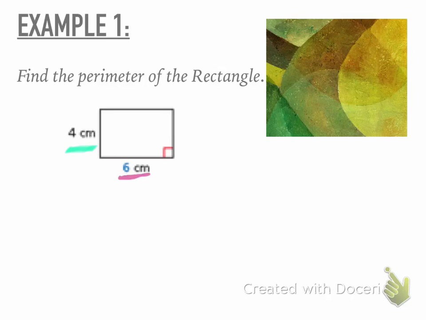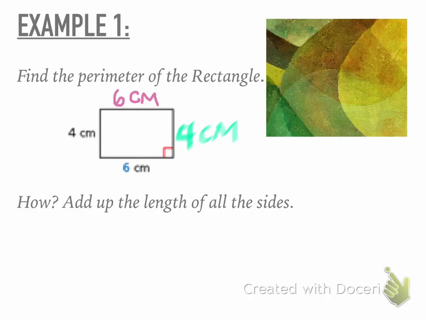So in order to find the perimeter, we need to go around the outside. The first problem that I see, though, is that we need to figure out what our missing values are up here and up here, as well as over here. So obviously pretty simple. If this side is 4 centimeters, this one is also going to be 4 centimeters. And if our bottom width is 6 centimeters, our top is also going to be 6 centimeters.